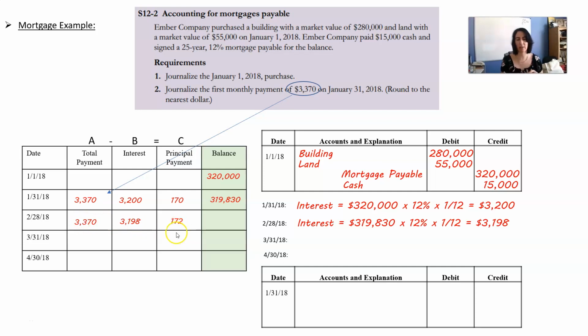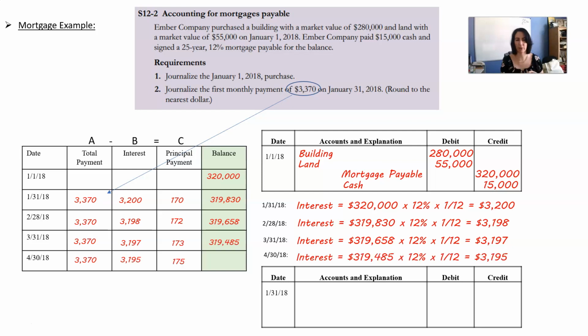The principal then is $172. Not moving very much, I know. All right, so we take the balance minus the principal payment to come up with the new balance of the loan, $319,658. All right, let me get through the next two of these pretty quick because I'm running out of time. Same idea. All right, just to illustrate.